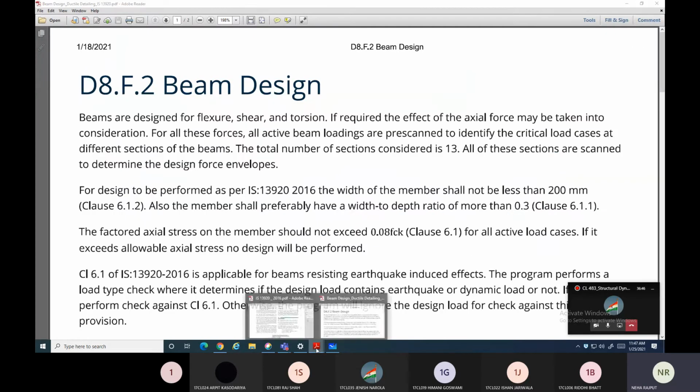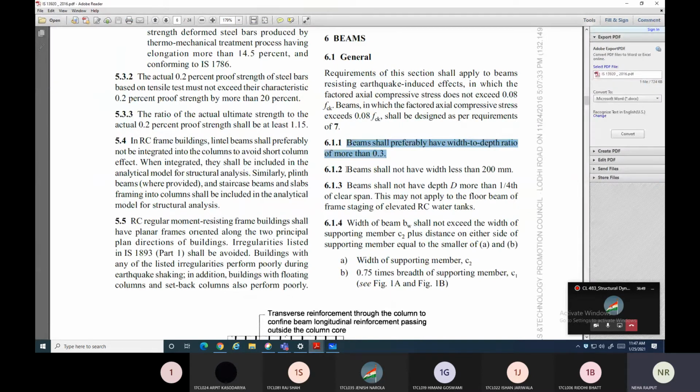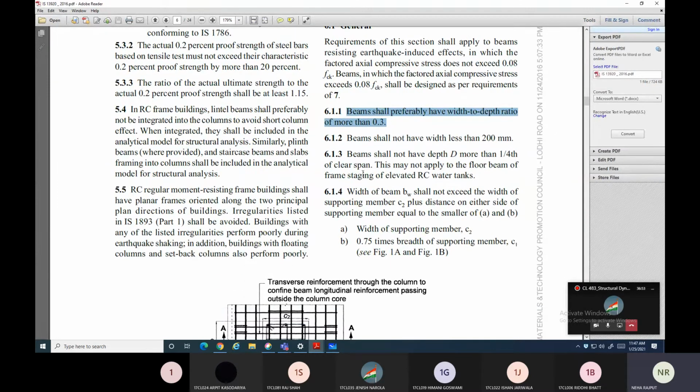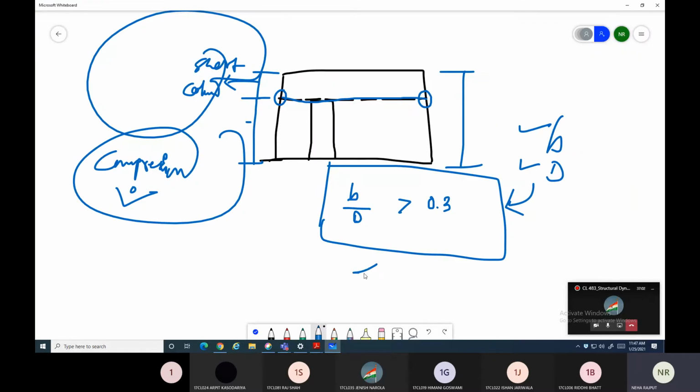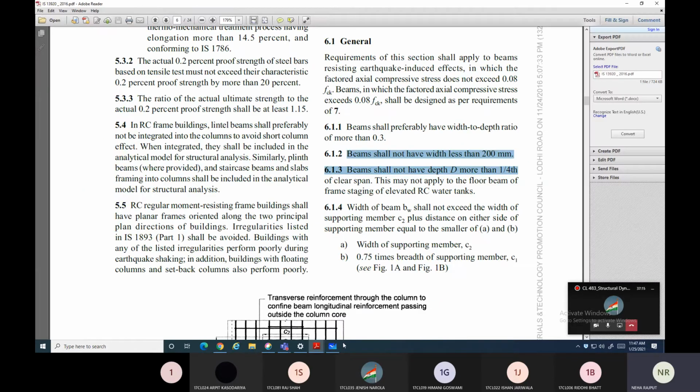So we'll do some examples to check all this, but these are the clauses that we first discuss, and then afterwards we'll do one small example. Then beam shall have width not less than 200 mm. This I have discussed in the design part also, that the minimum width of the beam is 200 mm. So that is the beam width.